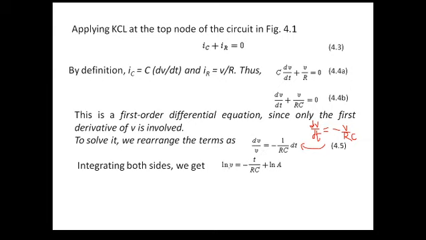Okay, ln V, that is equal to, what is the integration of this? It is a constant only, right? So minus 1 over RC into t plus some constant, right? That is ln A, or you can take K also. That is a constant. Okay, so we are taking it here because already it is ln V. That's why we are taking this constant as ln A.